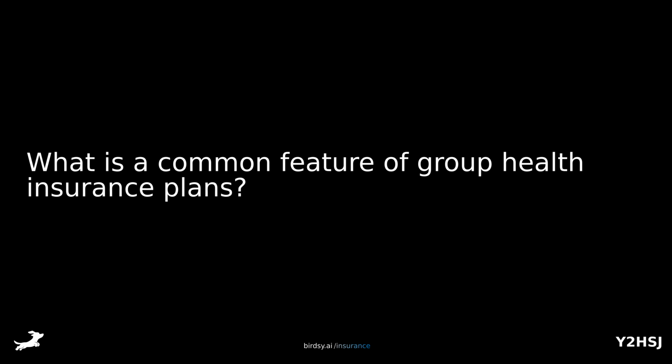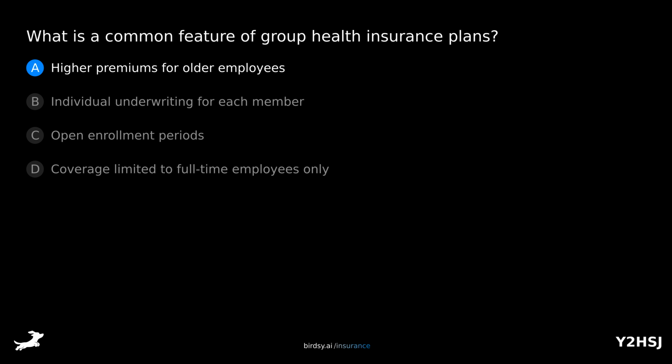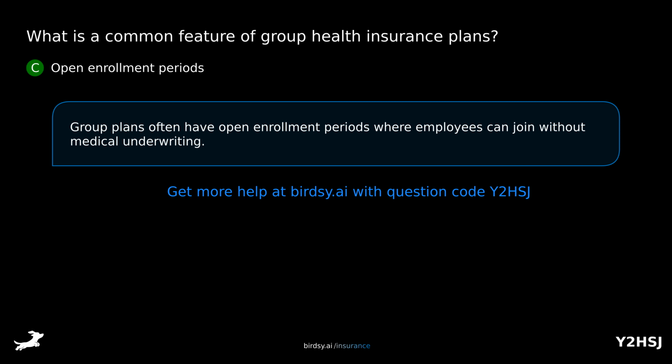What is a common feature of group health insurance plans? Is it A, higher premiums for older employees? B, individual underwriting for each member? C, open enrollment periods? Or D, coverage limited to full-time employees only? The answer is C, open enrollment periods. Group plans often have open enrollment periods where employees can join without medical underwriting.